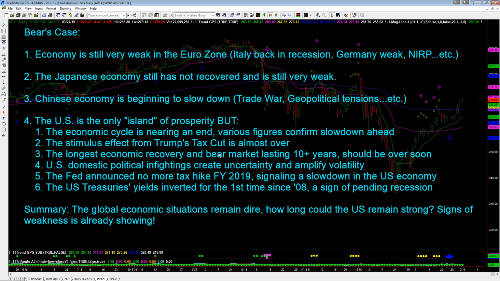Okay, and number five, the Fed has announced that there's no more rate hike for the rest of the year of 2019. So what that means is that we all know the Fed has been hiking rates for quite a while now, for the past couple years. In fact, the reason that the US stock market dropped dramatically at the end of last year, especially December, is many people believe that the Fed has raised the rate too much, to the point that it's actually hurting the US economy.